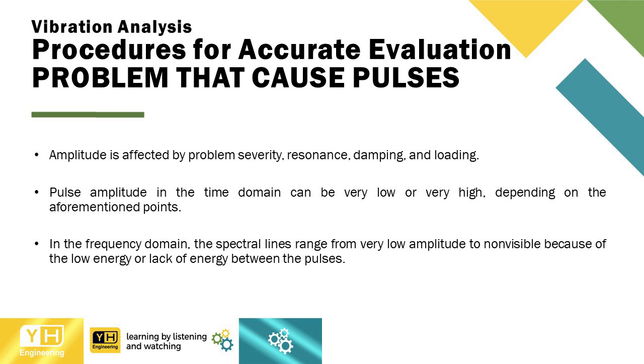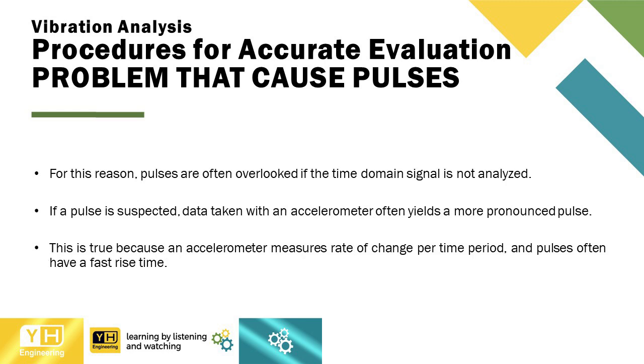In the frequency domain, the spectral lines range from very low amplitude to non-visible because of the low energy or lack of energy between the pulses. For this reason, pulses are often overlooked if the time domain signal is not analyzed. If a pulse is suspected, data taken with an accelerometer often yields a more pronounced pulse.